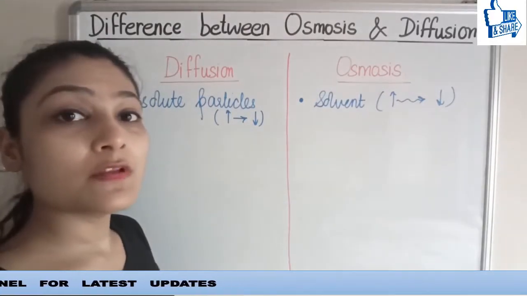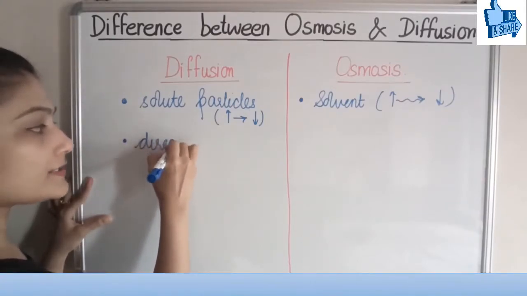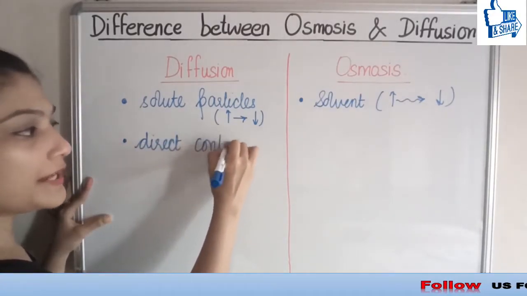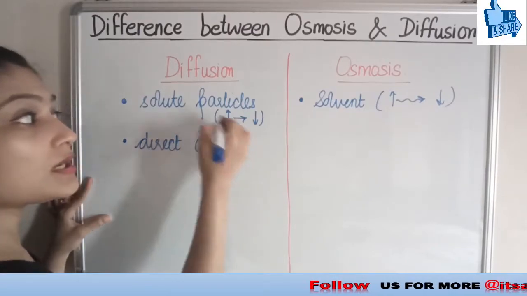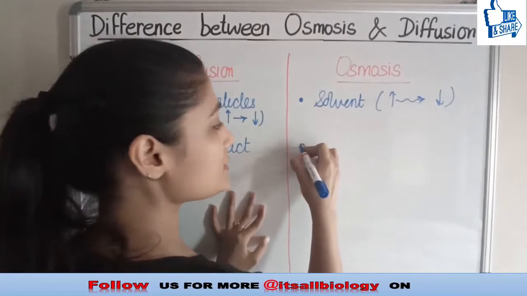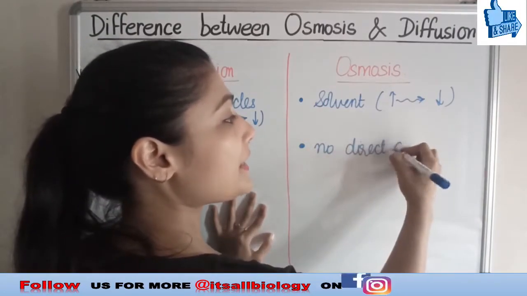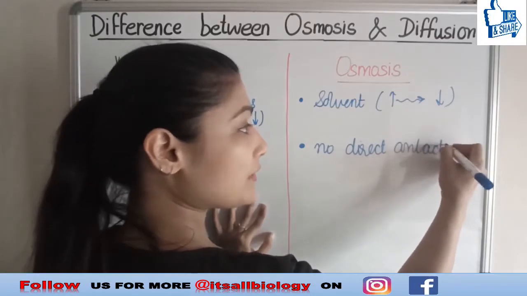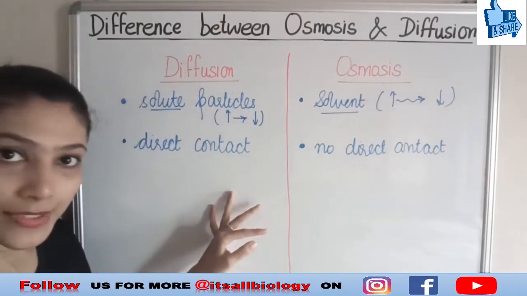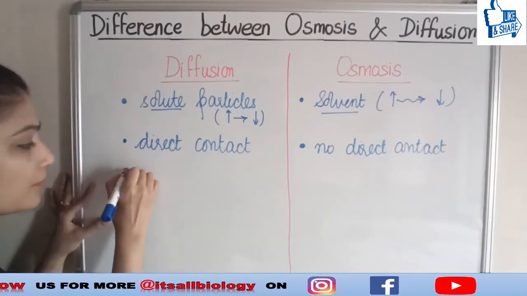Next point that we will be focusing on is that in diffusion, we studied that there has to be a direct contact between the solute particles, but in osmosis it is not so. No direct contact is there between the solvent molecules. Why is there no direct contact? That is going to be my third point.